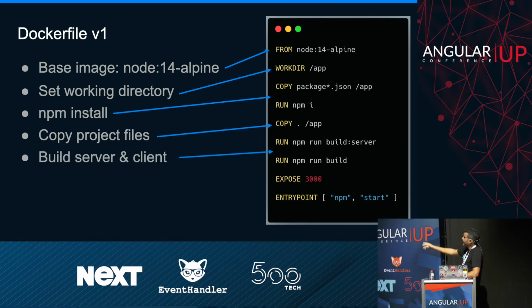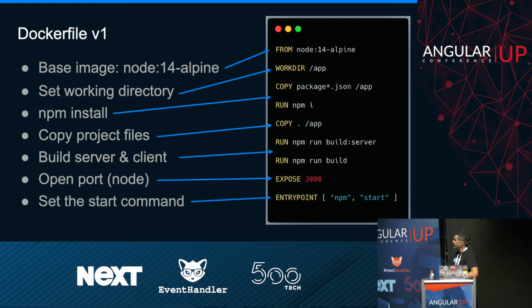Then I'm building the server side. My server is TypeScript, so I need to build it. And also, of course, build the Angular side with the npm run build. And open the port of the node. This is the port of the node. And last thing, at the entry point, when I run this Docker with docker run, it will start the npm start. This will start my node.